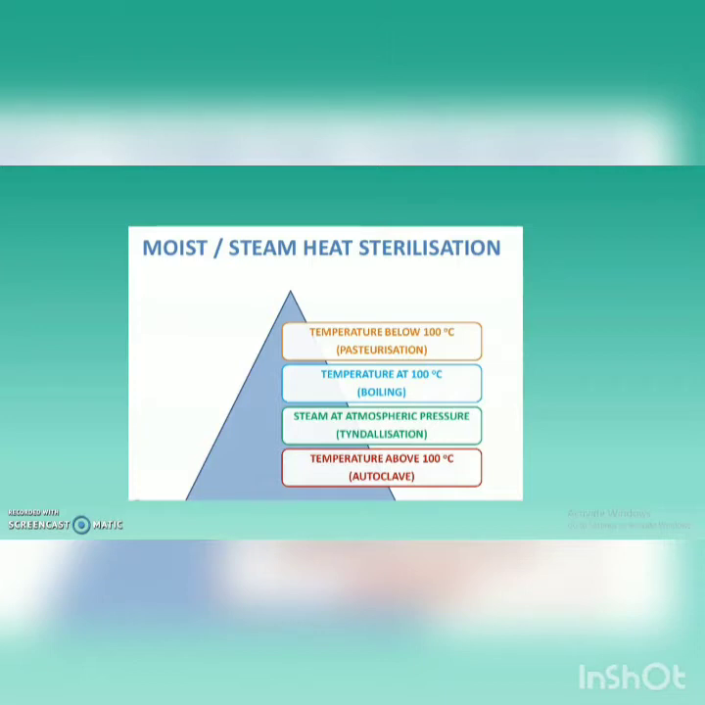Moist heat sterilization can be classified into different types. Temperature below 100 degrees Celsius: the main method involved is pasteurization, and we can see several other methods also. Temperature at 100 degrees Celsius, that is boiling. Then steam at atmospheric pressure, that is tyndallization. Then temperature above 100 degrees Celsius, that is autoclave.